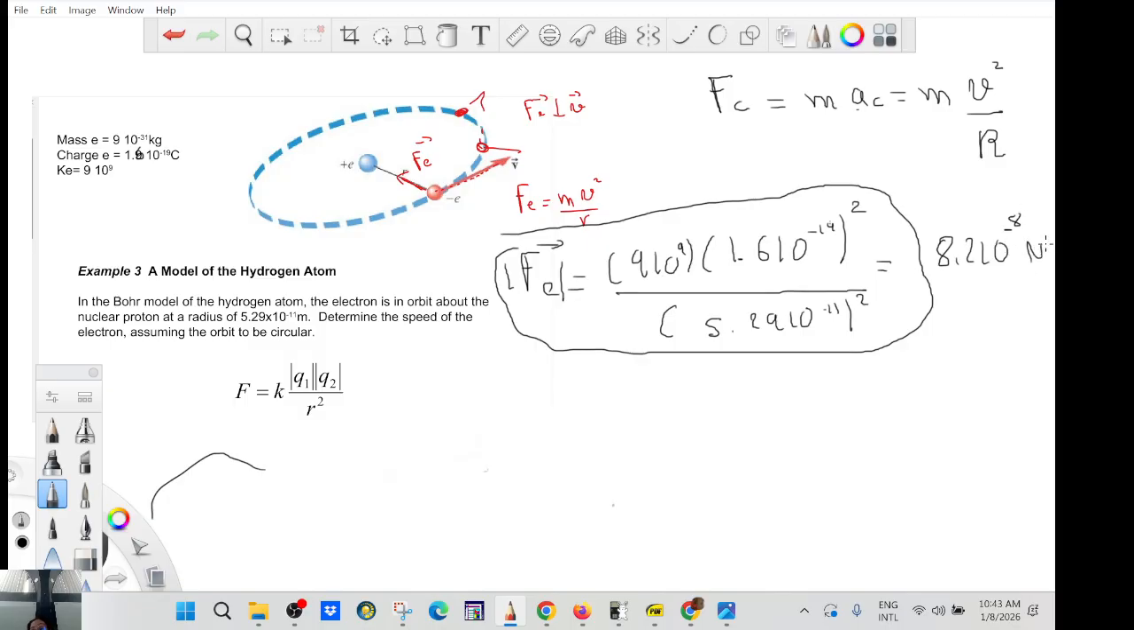8 Newton. Do you all agree? Yeah? Did you save your memory from last semester? You have to save your memory, right?